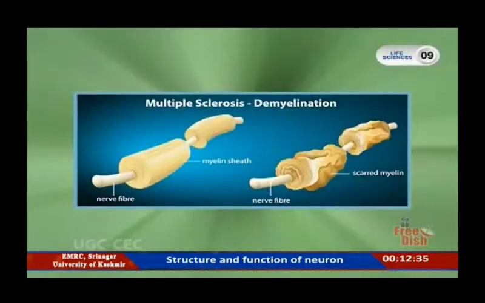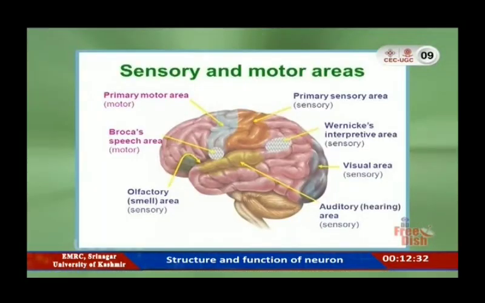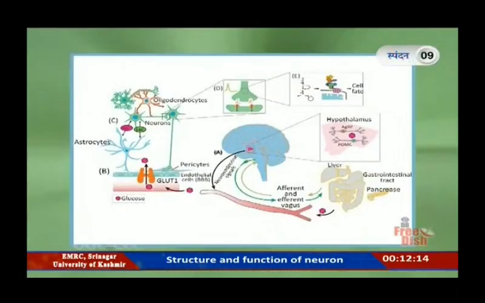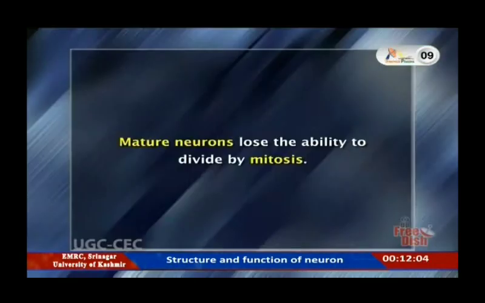Among these diseases is multiple sclerosis, a demyelinating disease of the central nervous system that can have devastating consequences, including visual, sensory, and motor disturbances. Although neurons share many of the features found in other cell types, they have some special characteristics. For example, neurons have a very high metabolic rate and must have a constant supply of oxygen and glucose to survive. Also, mature neurons lose the ability to divide by mitosis.